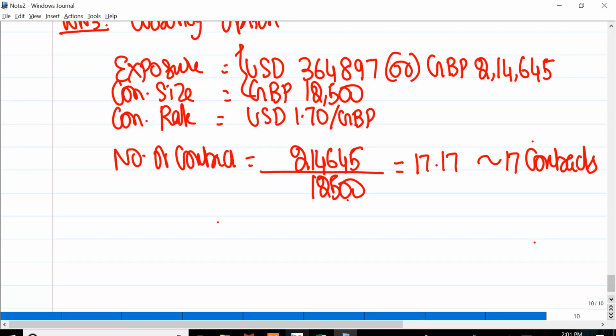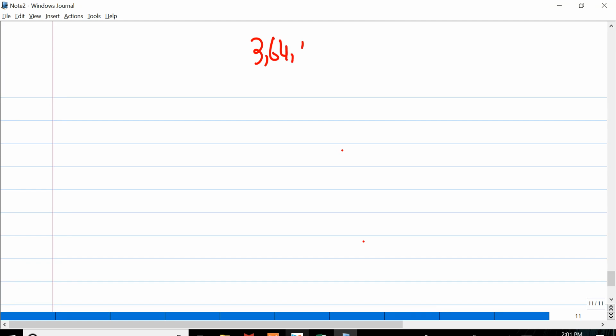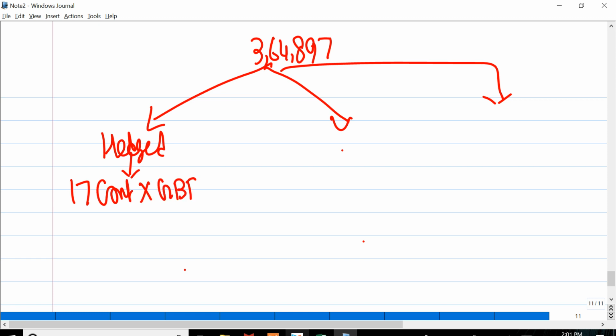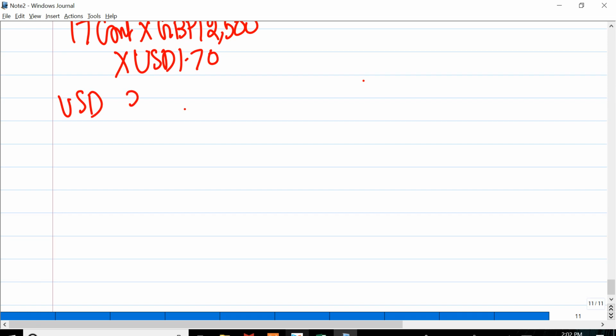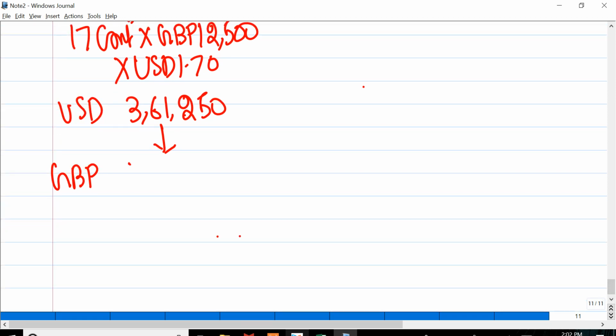Okay, now listen for some time. When I calculate my outflow, my overall requirement is USD 364,897. What is hedged is 17 contracts of GBP 12,500 into USD 1.70. So many USD I can get, because I am going to sell at the rate of USD 1.70 per GBP. How much do I get? USD 361,250. To get this USD 361,250, you are going to pay GBP 17 into 12,500. How much? GBP 2,12,500.